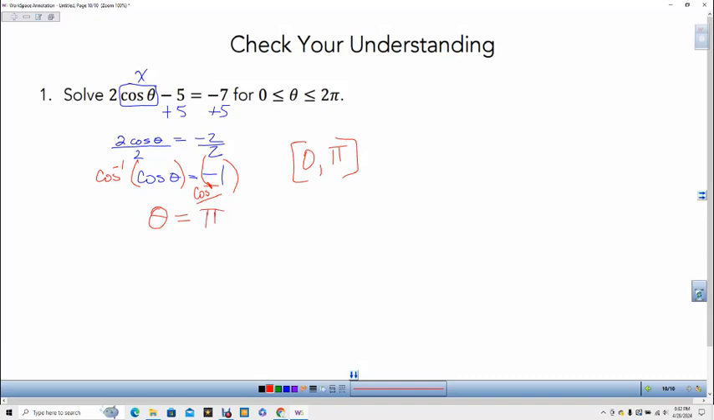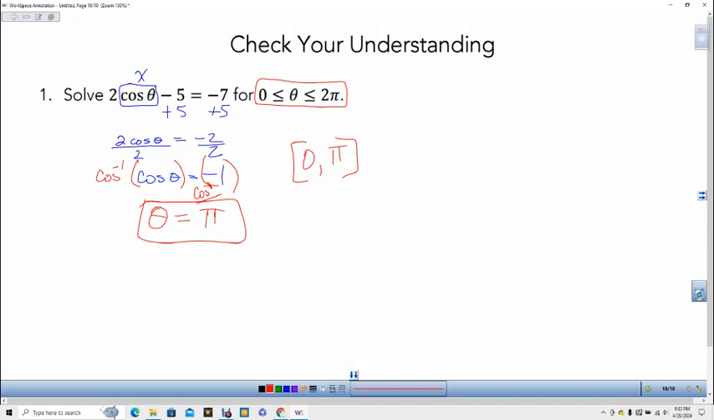Now, what you've got to do is look and think, is there anywhere else on the unit circle from 0 to 2 pi where that value is going to be equal to the cosine value? Are you ever going to find a cosine value of negative 1 anywhere else on the unit circle other than at pi? And in this case, no. So that is the only solution there is between 0 and 2 pi.